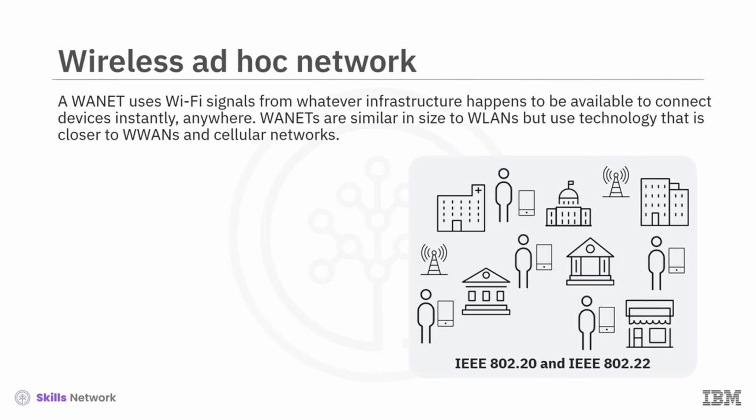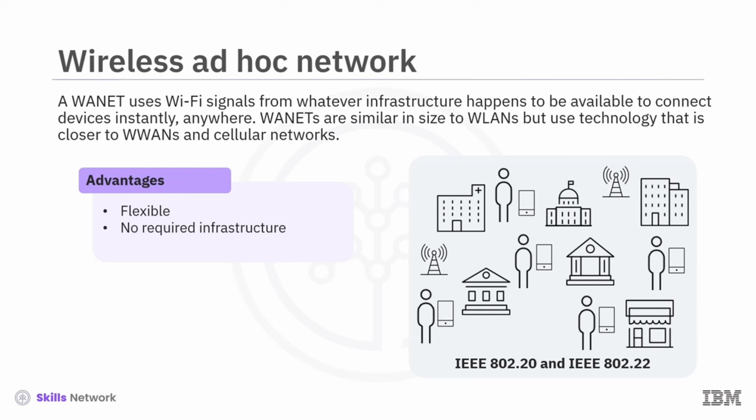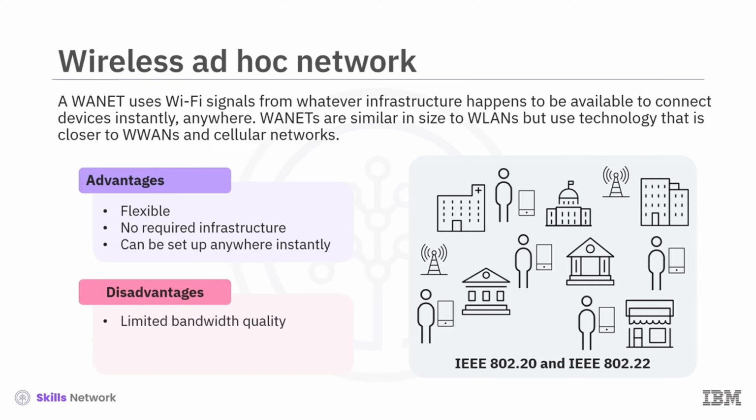A wireless ad hoc network, or WANET, uses Wi-Fi signals from whatever infrastructure happens to be available at the time to connect devices instantly, anywhere. WANETs are similar in size to WLANs, but use technology that is closer to WWANs and cellular networks. Advantages include flexible, no required infrastructure, and can be set up anywhere instantly. Disadvantages include limited bandwidth quality, not robust, and has security risks. There are also MANETs, or mobile ad hoc networks, and VANETs, or vehicle ad hoc networks. These are similar to WANETs but have different specifications.